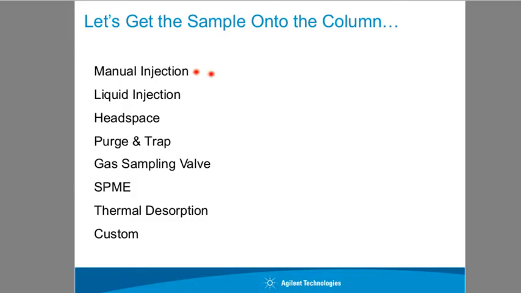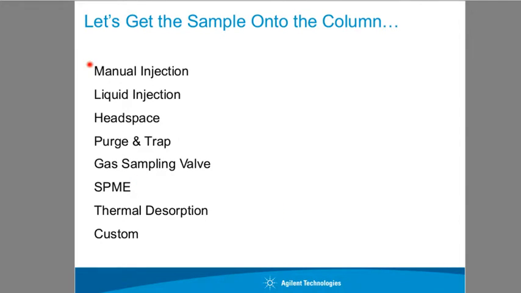And with that, we can do manual injections. We can do a liquid injection with an auto sampler. Nice, clean method of injections, headspace, as well as purge and trap. If we're dealing with gaseous samples, we may have a gas sampling valve. Or, again, we want something clean. We have a solid phase micro-extraction, thermal desorption, or some type of custom build that gets our sample onto the column and into the system.